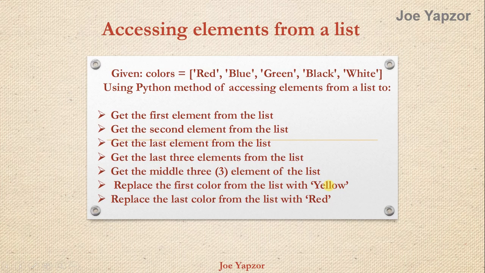This is Joe Yabzop. Today we are going to be dealing with this Python problem on accessing elements from a list. So the question is, given colors red, blue, green, black, white, or any other kind of list that you are given, use the Python method of accessing elements from a list to find the first element, the second element, the last element, the last three elements, and the middle three elements of the list.